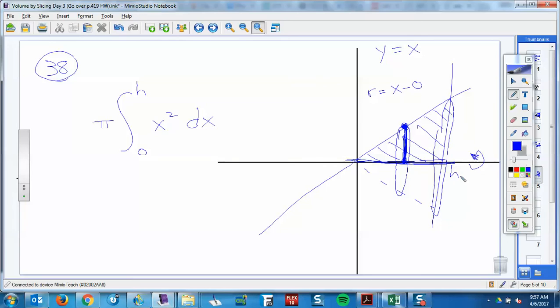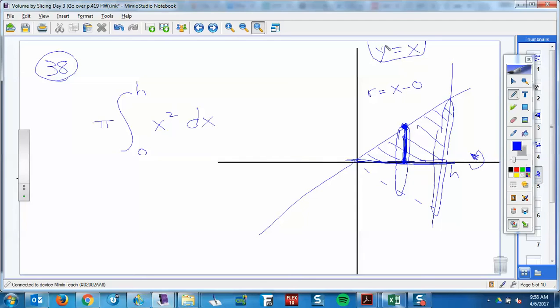What would be the radius on this cone here? What would this distance be right here? If this line is Y equals X, what would this distance be? Would it just be H? If it's Y equals X, then whatever your X is, that's also your Y. So if this is H, this is H. So this would be a cone that has H as its height and H as its radius. We can't have that.